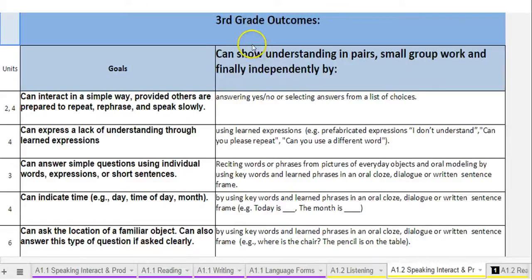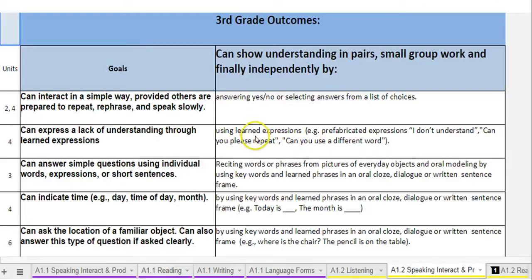Here is another example of how the goals and outcomes work. For third grade, for example, these are the goals. These are the can-do statements listed as goals. These are the competencies. So this is for the speaking, interaction, and production domain for language. These are the goals. So for speaking, students can express a lack of understanding through learned expressions. They can show that they've met this goal by using learned expressions, and the expressions are actually written out here.